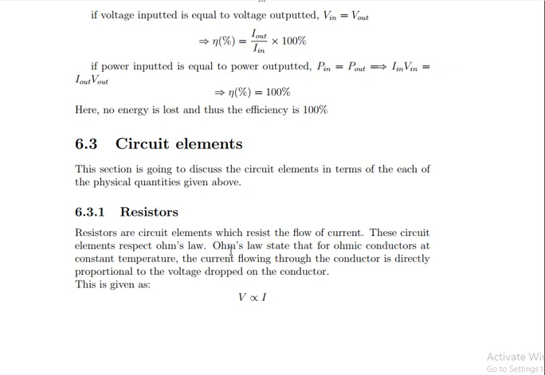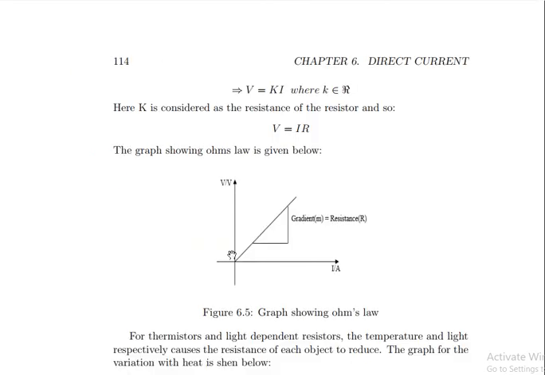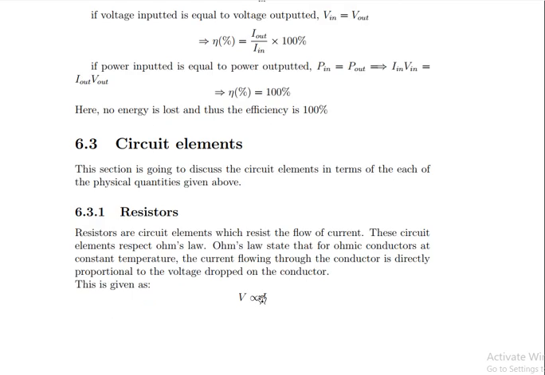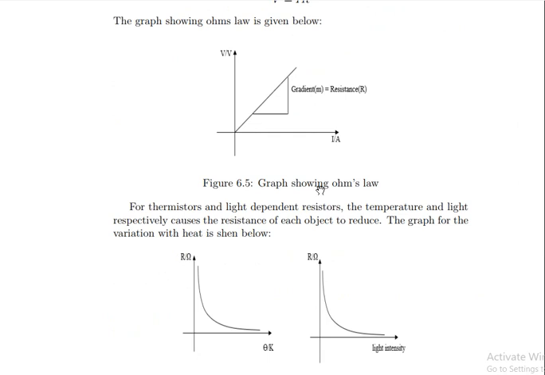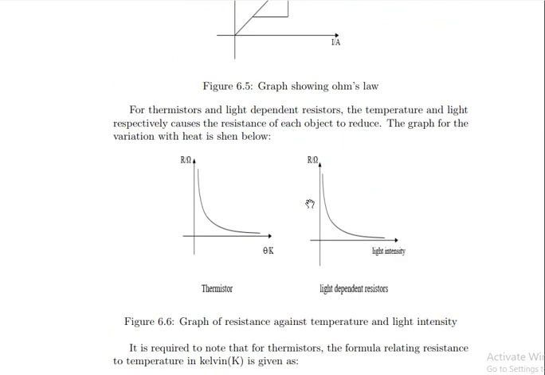Ohm's law states that the current on an ohmic conductor is directly proportional to the voltage drop on that conductor at constant temperature. So V is directly proportional to I, which implies that V is equal to K times I. This K is the resistance, from experimental analysis. From experimental analysis we have this graph here, and the graph is directly proportional.